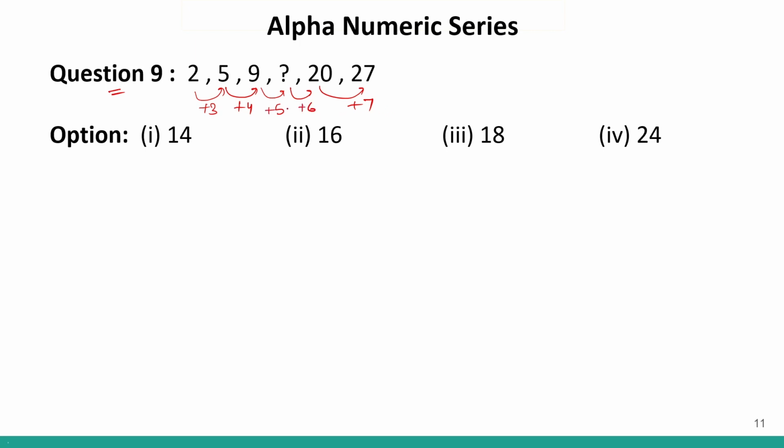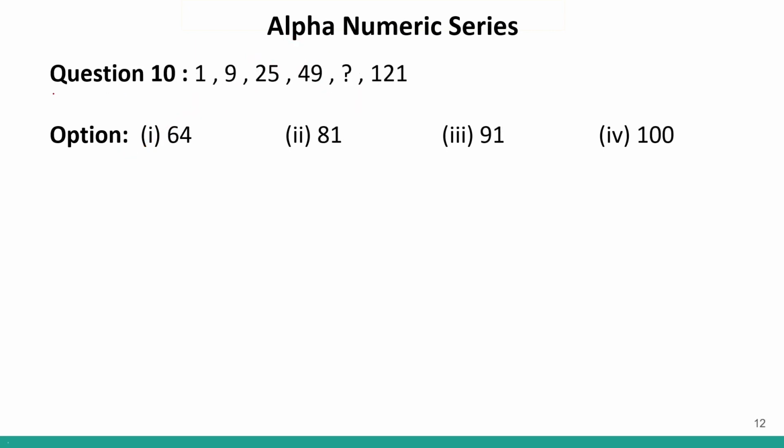So addition of 5 and 6. If I add 5 to 9, I'll get 14. And if I add 6 to 14, I'll get 20. So 14 logically follows with the previous number as well as the next number. So the missing term will be 14. 14 is given in option number 1. So option number 1 will be the correct answer to this question. Clear?